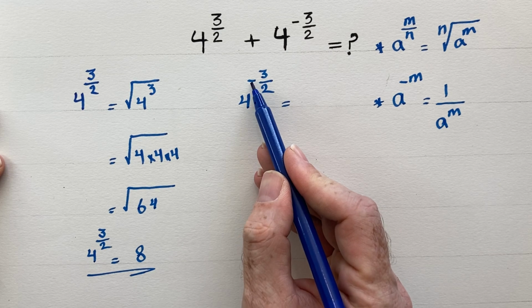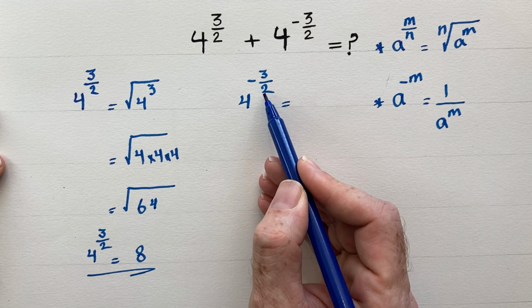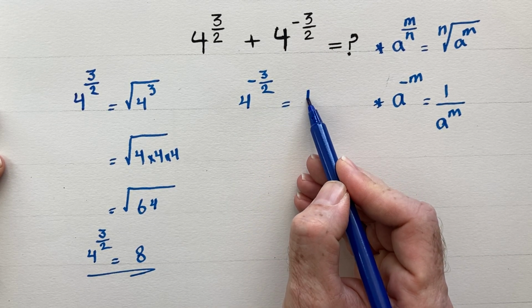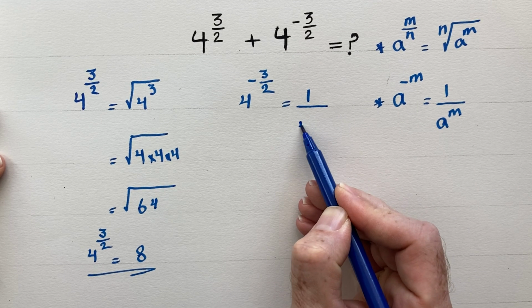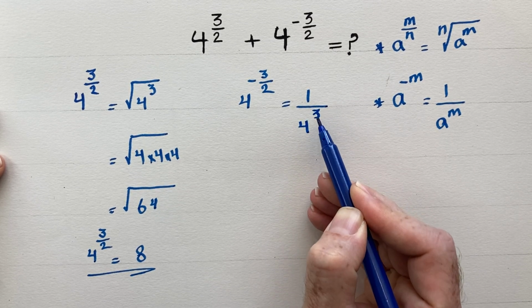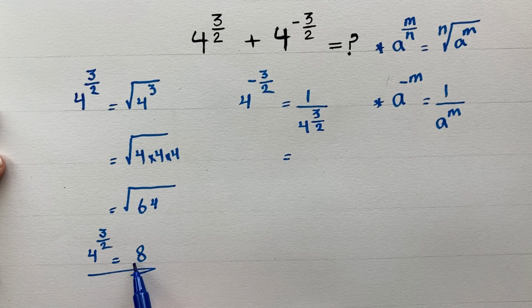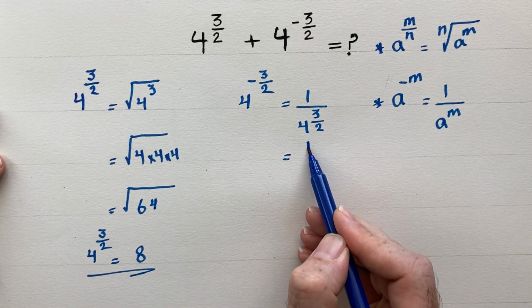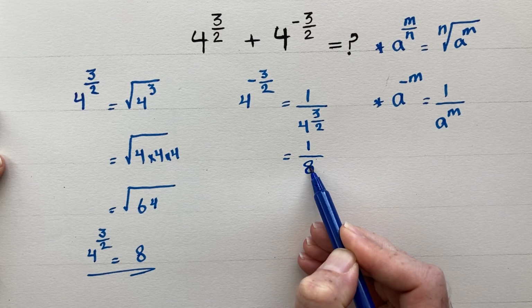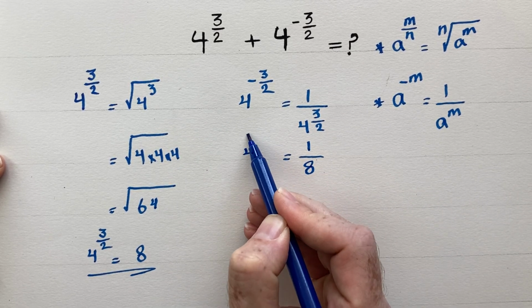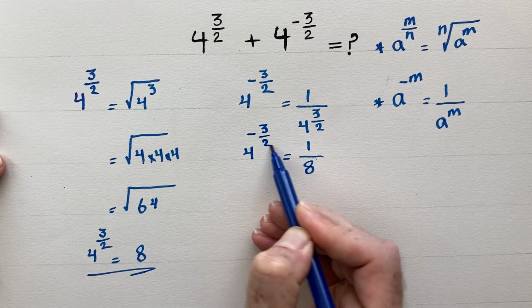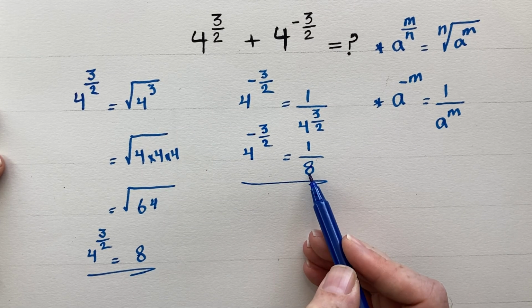So 4 raised to the power of negative 3 over 2 can be rewritten in the form of 1 over 4 raised to the power of 3 over 2. And from the previous step, 4 raised to the power of 3 over 2 is 8. So it is going to be 1 over 8. So we have 4 raised to the power of negative 3 over 2 is 1 over 8.